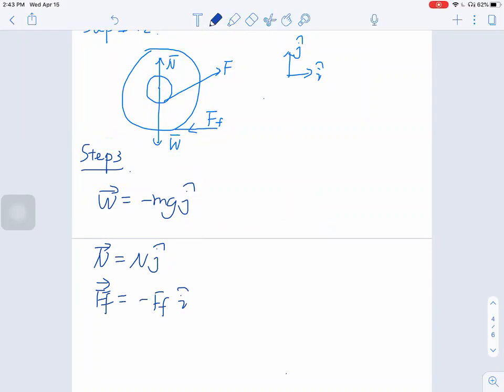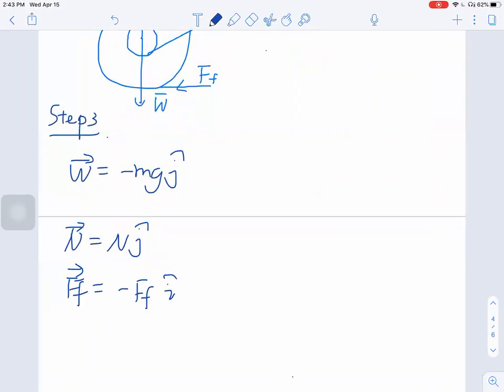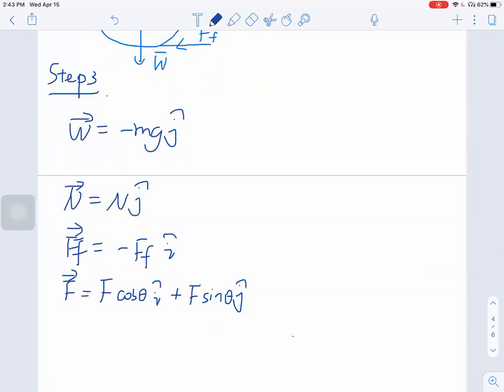So if you write that as mu N, that's kind of increasing more unknowns. So we don't know too much about the friction coefficient. But we can write our F as both i component and j component with that given angle theta. So the x component, the i component of F is going to be F cosine theta i plus F sine theta j. That's step 3.